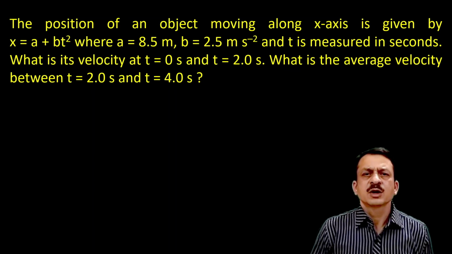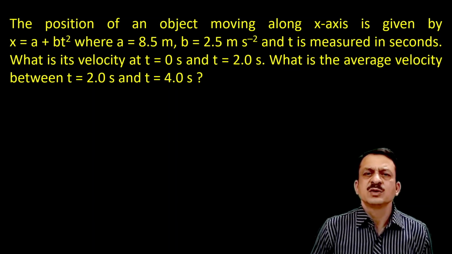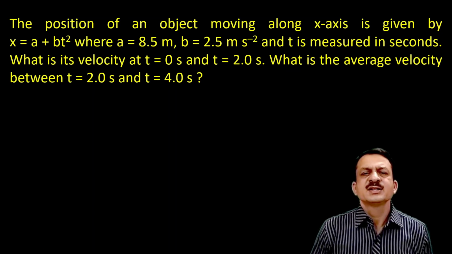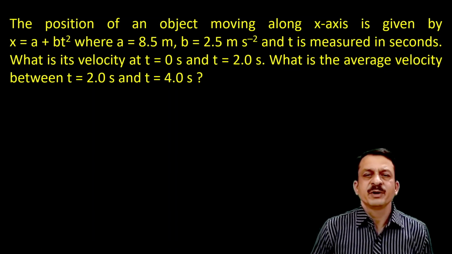Here we will work out one problem. The position of an object moving along the x axis is given by x is equal to a plus b t square, where a is 8.5 meter and b is 2.5 meter per second square and t is measured in seconds. What is the velocity at t is equal to 0 second and t is equal to 2 seconds? What is the average velocity between t is equal to 2 seconds and 4 seconds?